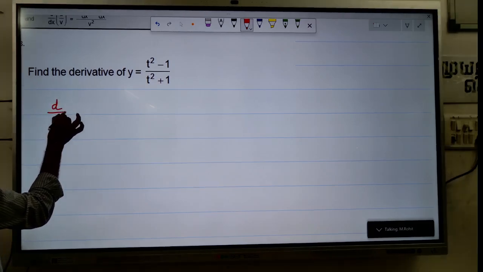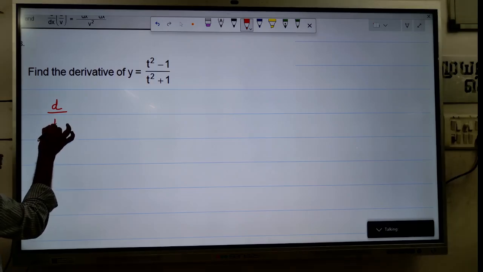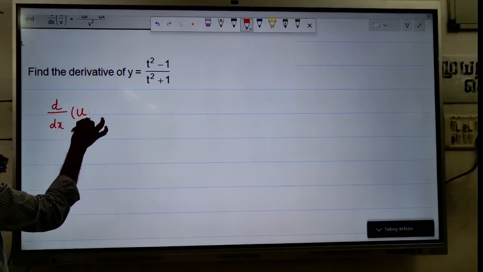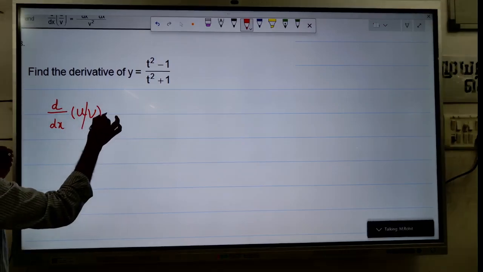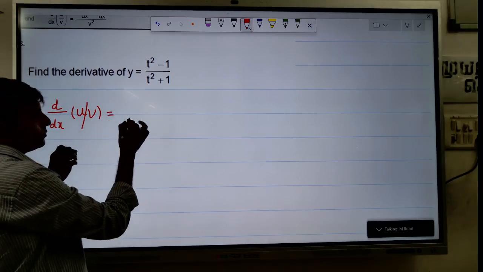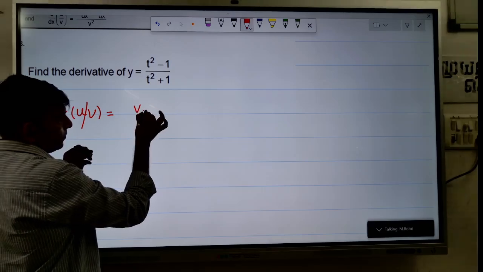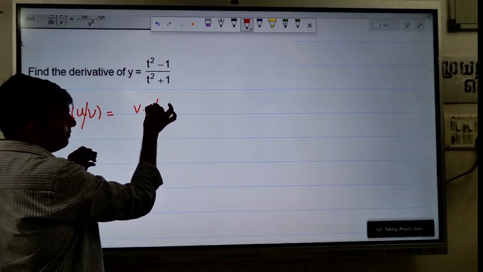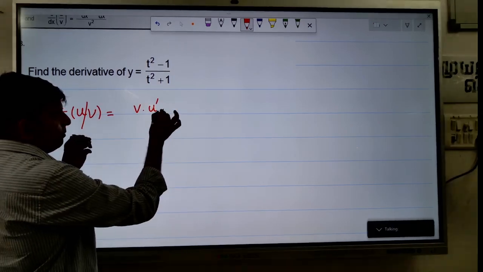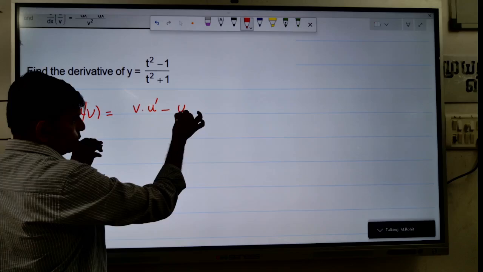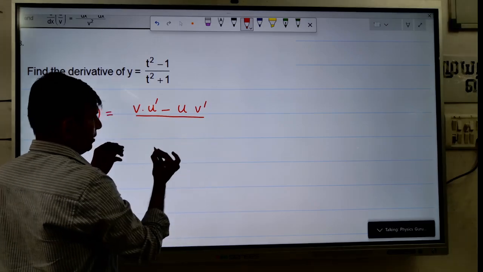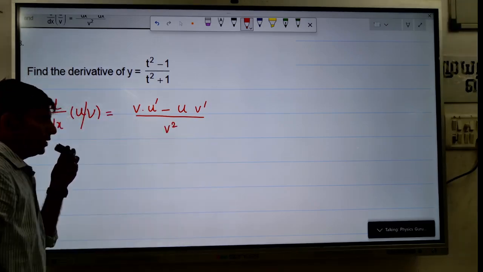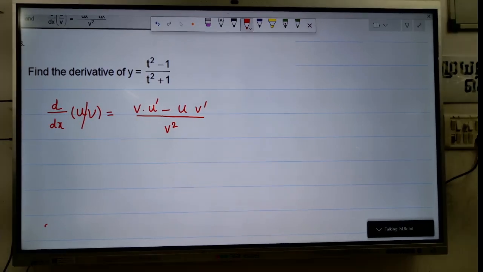d by dx of u by v is equal to v u prime minus u derivative of v, whole divided by v squared. Very good. This is the formula. Okay?